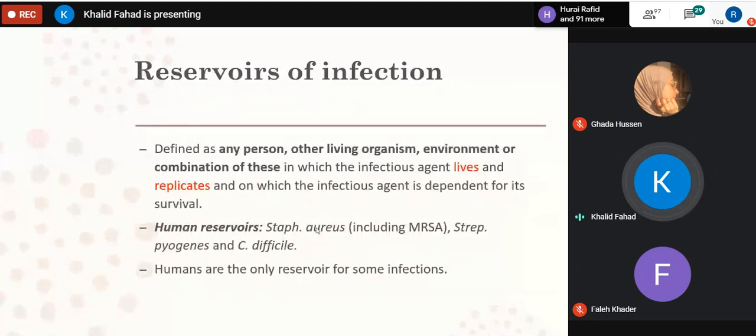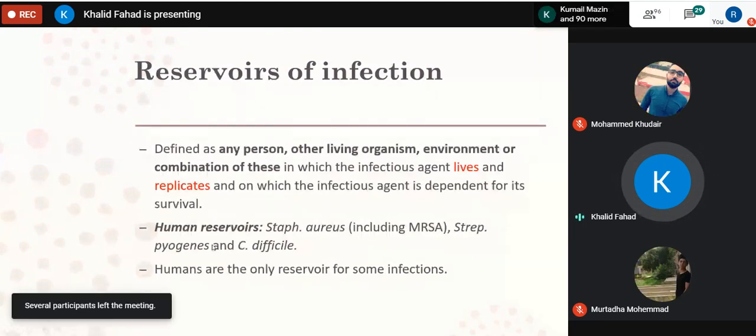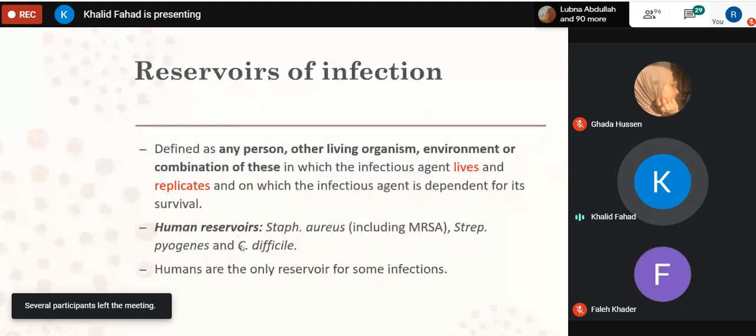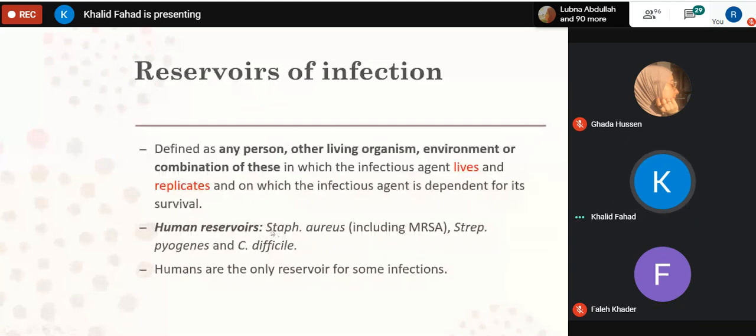So one of the domains of the chain of infection is the reservoir. What do we mean by the reservoir of infection? It is defined as any person or other living organism, environment, or combination of these, in which the infectious agent lives and replicates, and on which the infectious agent is dependent for its survival. For example, humans may be a reservoir for many infections. For example, Staphylococcus aureus, which may be present in the skin, so humans are considered a reservoir for Staphylococcus aureus. Another example is Streptococcus pyogenes, which is present in the throat of human beings. And for Clostridium difficile, the human may be a reservoir for this infection inside the colon.